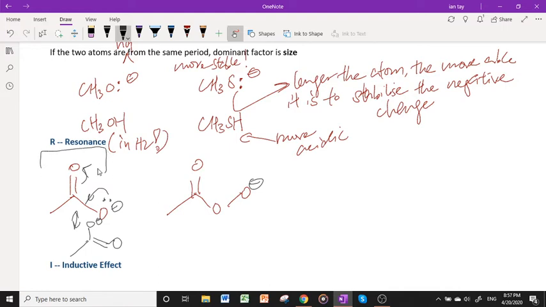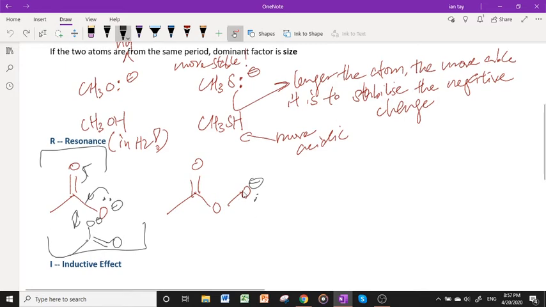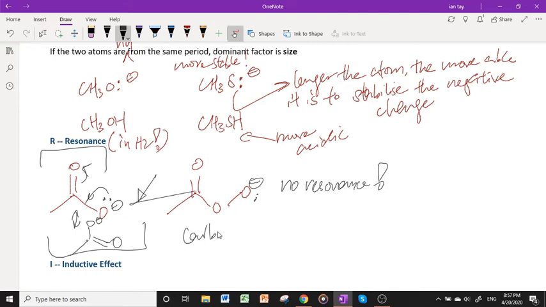This is the resonance we learned. But is it possible for us to have the same resonance in the peroxo acid? If you try to draw, say you push down this lone pair, and then what happens? You can't break this sigma bond over here. Remember, one of our rules is that normally sigma bonds are not broken. So there is no good resonance structure that can be drawn, and therefore this is the more stable anion, and carboxylic acids are more acidic than peroxo acids.